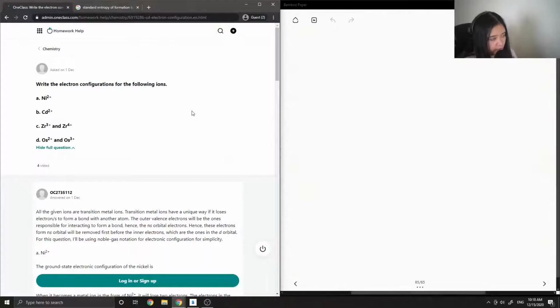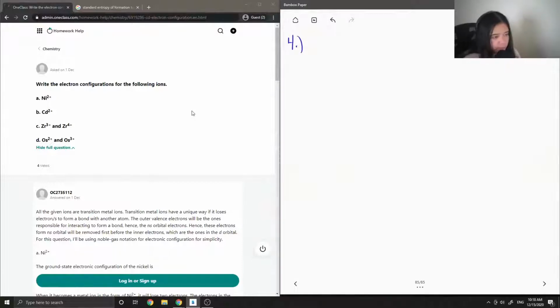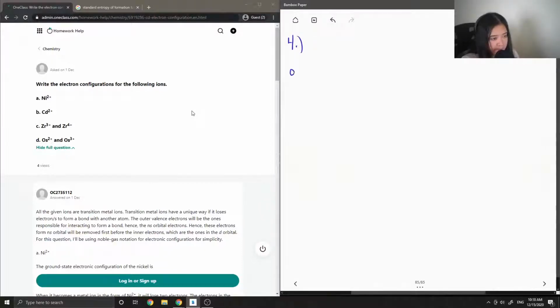Okay, so question number 4 is to write the following ions. Okay, so let's start off with nickel 2+. So when I write down electron configurations for ions, I like to first try to find the electron configuration of the atom if it were neutral.